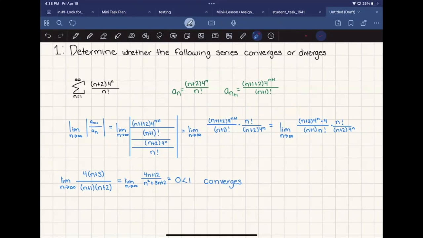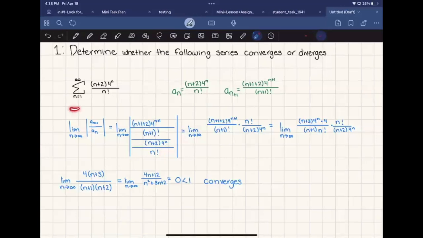Hello everyone. Today we'll be reviewing question 1 for the ratio test for convergence review sheet. If you have questions about the ratio test itself, there will be another video that you can watch. So here's question 1. Determine whether the following series converges or diverges.